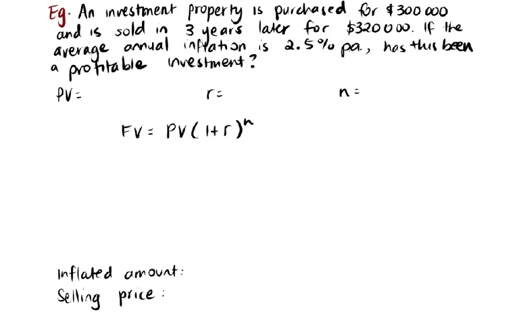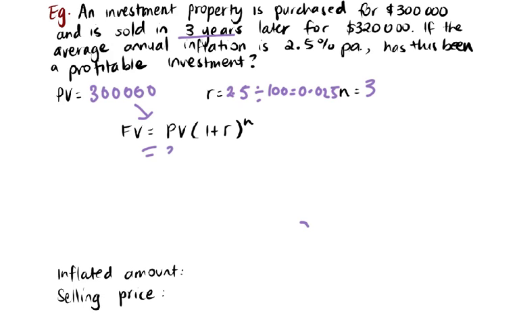Firstly, we're going to find our present value, which is $300,000. Next is our rate, 2.5%, but we need it in terms of a decimal, so we divide by 100, which gives us 0.025. And lastly, our time period is 3, because it's 3 years. Now, what we're actually going to do is calculate what the investment property should be sold for in 3 years' time due to inflation. So we're trying to predict what it will be in 3 years by using the compound interest formula.